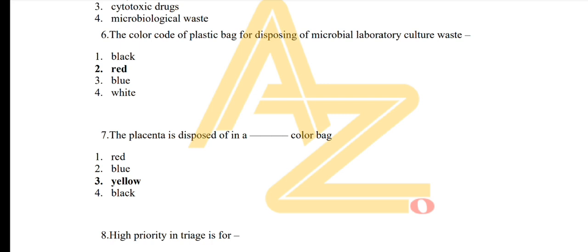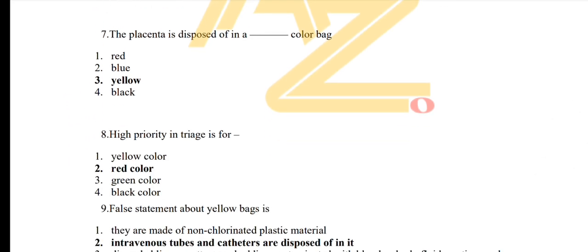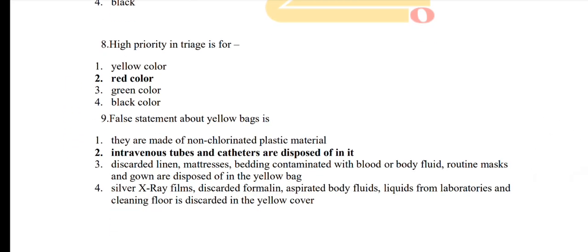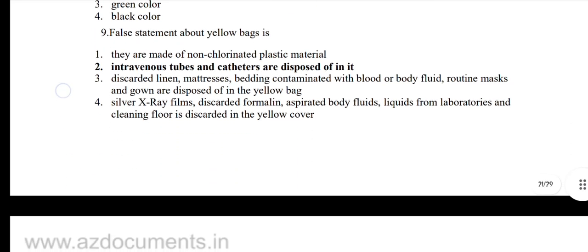Option D, red. The placenta is often disposed of in the color bag. Option 3, yellow. High priority in triage. Triage is for red color. Ninth question, false statement about yellow bags. Intravenous tubes and catheters are disposed of in it. So intravenous tubes and catheters are disposed of in it.